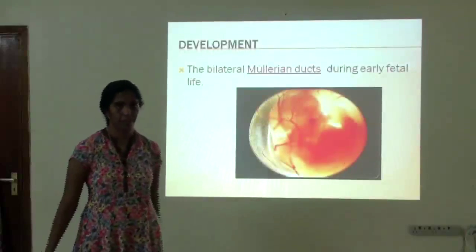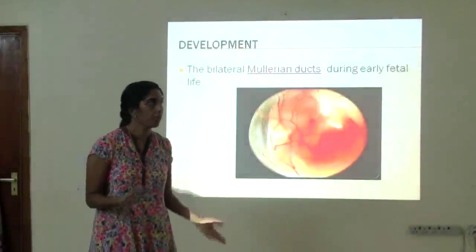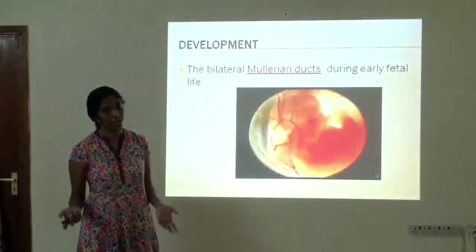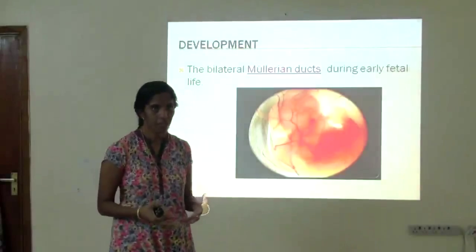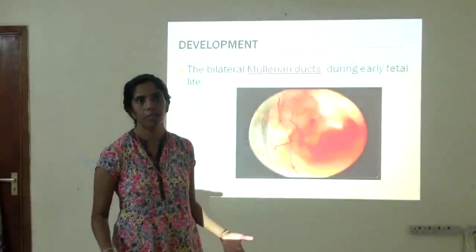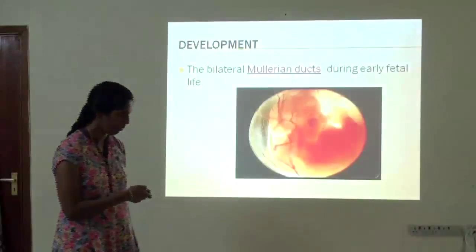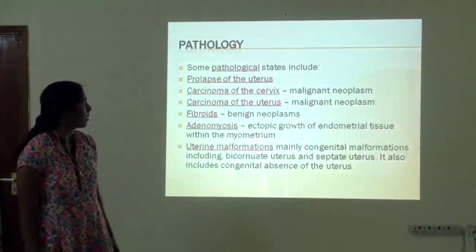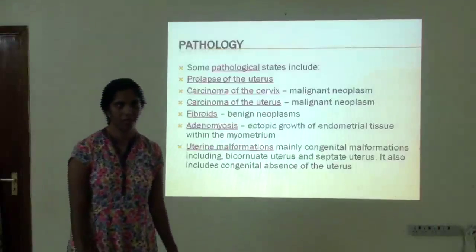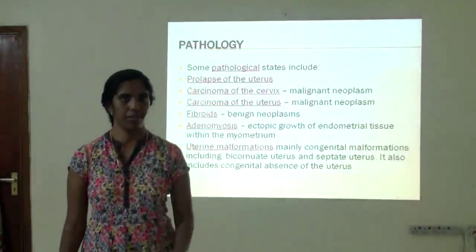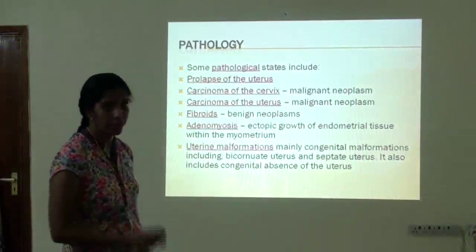Next is development. The embryonic development of the uterus is basically from the Mullerian ducts during early fetal life. There are two Mullerian ducts that fuse to form the uterus. So that is about the embryonic development. Then you have certain pathology associated with the uterus, to which I would like to apply anatomy. That is, you have the prolapse of the uterus.